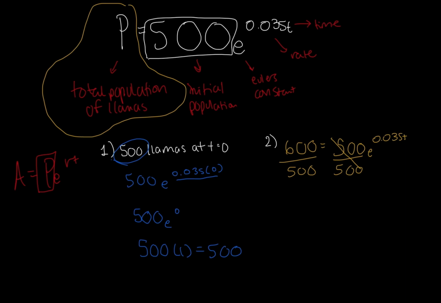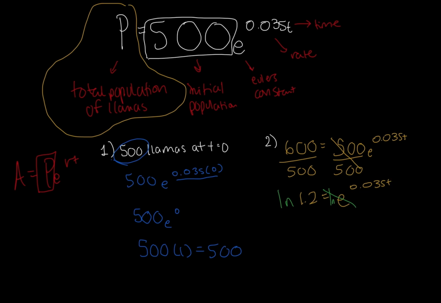Once we do that, we're going to end up with 1.2 is equal to e raised to the power of 0.035t. Now here is where you can use natural logarithms. What you can do is, if you put a natural logarithm right in the front here, you're canceling out Euler's constant, leaving you with just 0.035t.